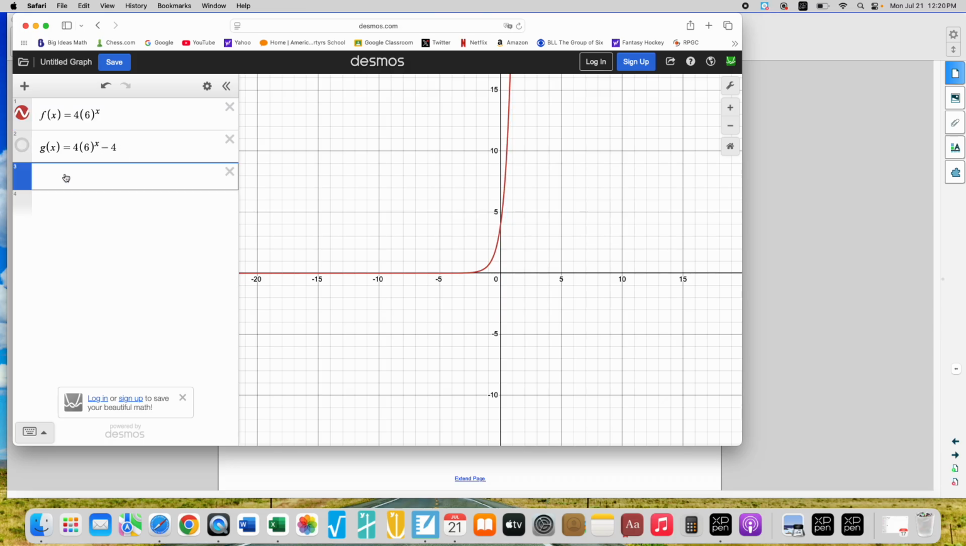Let's do h of x. Let's make another equals 4 times 6 to the x. And now let's do the minus 5. Minus 5. What does that do? Oh, that kind of moves it too, right? You see how it shifts?